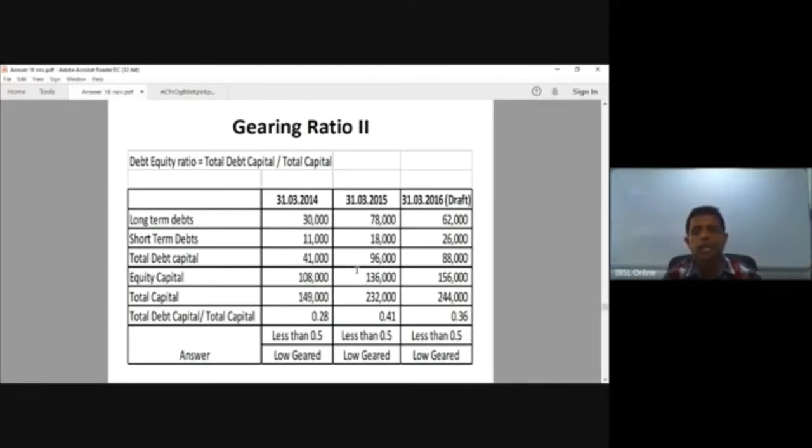Take the logic into account, then you can easily calculate any sum, right? Under the first ratio, we took long-term debt to equity capital. In the second ratio, we take short-term and long-term debt and take the total debt capital, and compare it with the total capital, not the equity capital. Right? Correctly understand the ratios. Okay. Those are the gearing ratios.